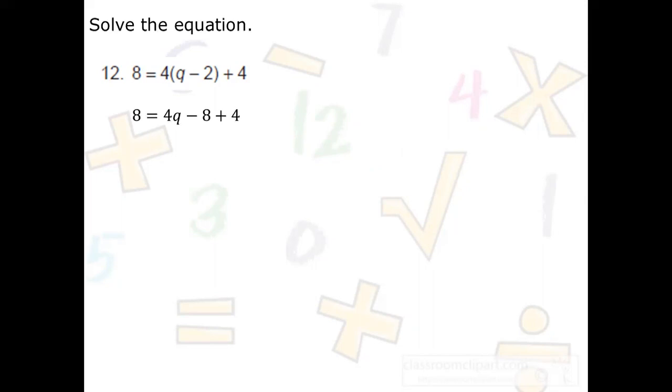So it's going to be 8. Did it sound like a rhyme? Fine. 4 multiplied by q will give you 4q. 4 multiplied by negative 2 will give you a negative 8. So this is the equation you're going to solve. What are you going to do?